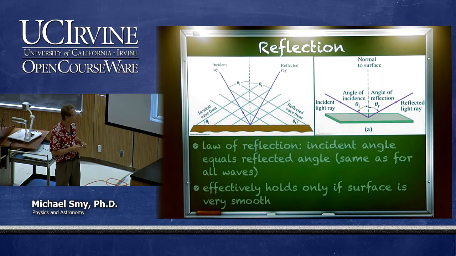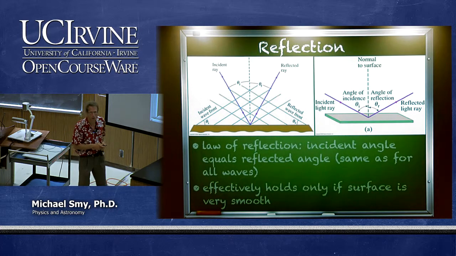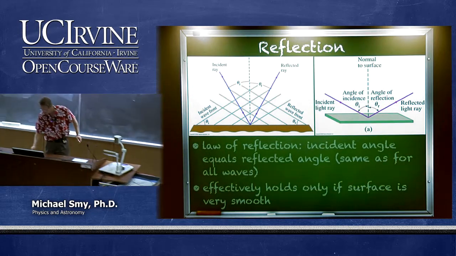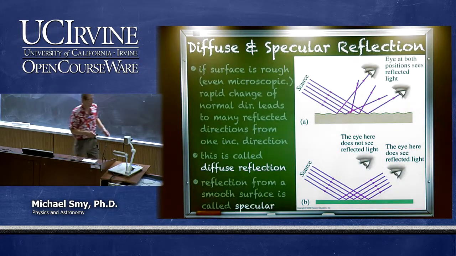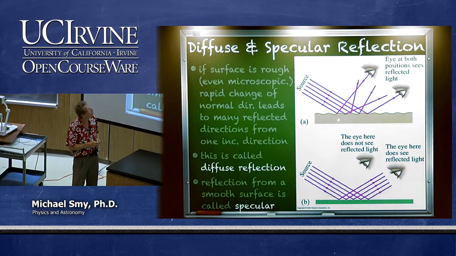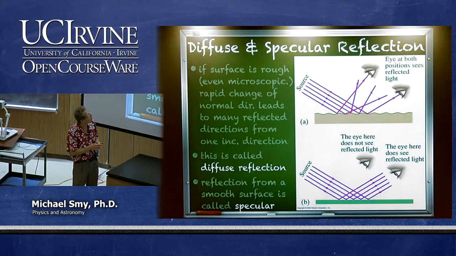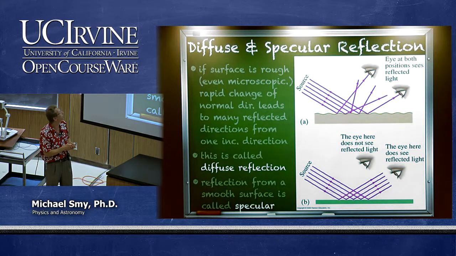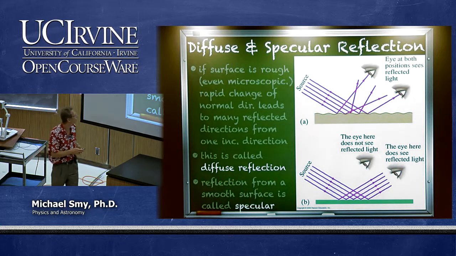This law effectively holds only if the surface is very smooth. So if you have a rough surface, like so, then the law is still valid. However, because each ray reflects off a slightly different part of the surface, and therefore the normal of those little pieces points in many different directions, the reflected rays seem to go and bounce in all directions. And that is called diffuse reflection.